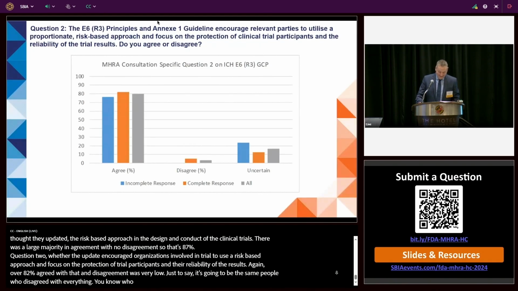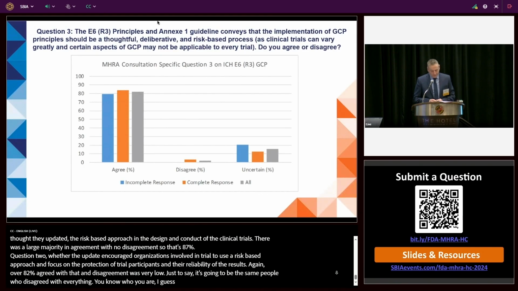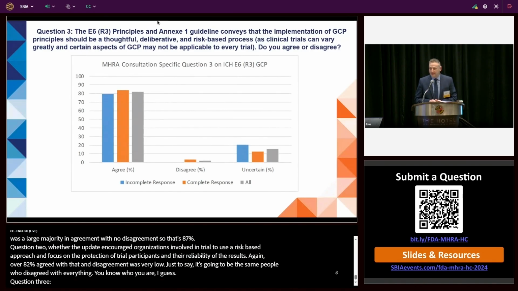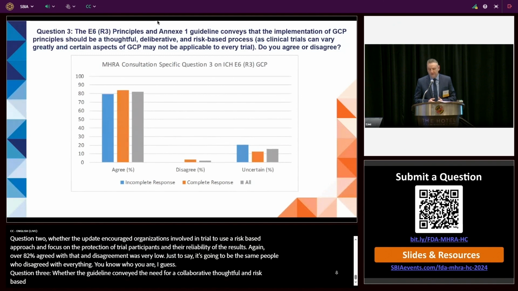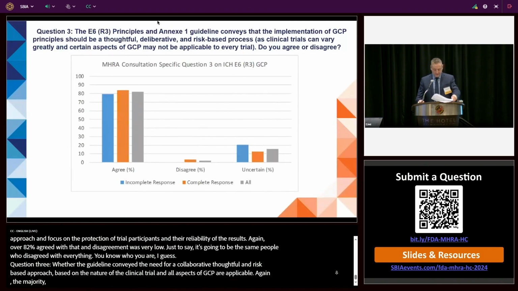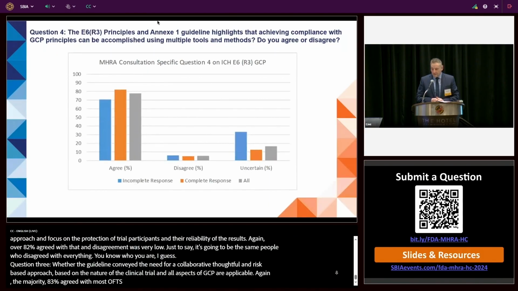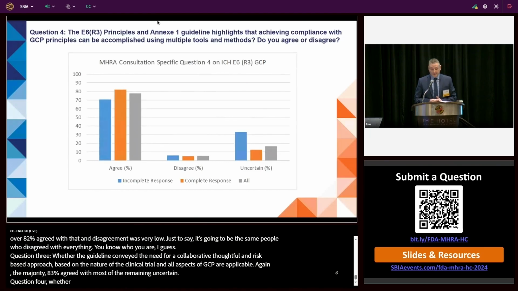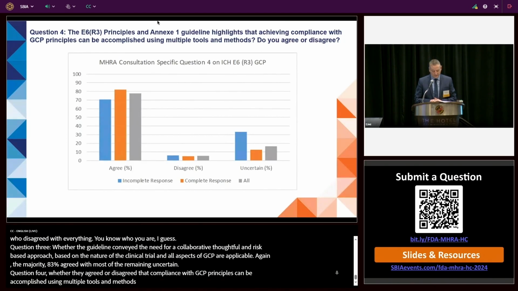Then question 3, whether the guideline conveyed the need for a collaborative, thoughtful and risk-based approach based on the nature of the clinical trial and how aspects of GCP are applicable. Again, the majority, 83%, agreed, with most of the remaining uncertain. Question 4, whether they agreed or disagreed that compliance with GCP principles can be accomplished using multiple tools and methods. Again, over 82% agreed, so there's little disagreement.